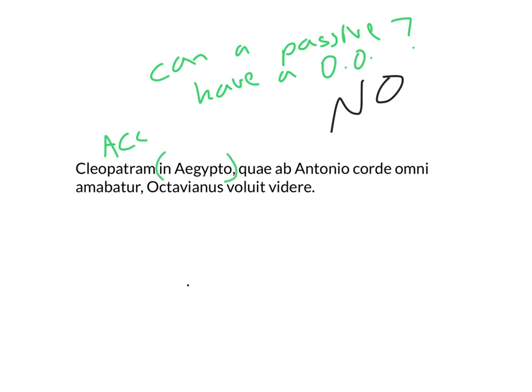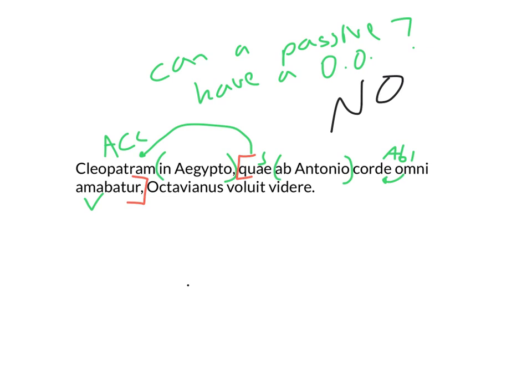In Aegypto is a nice little preposition. Quae starts a clause. Let's use red for that clause. Quae is also nominative, and it's probably going with Cleopatra as an antecedent because she's feminine. Egypt is not. And quae is the nominative singular feminine, so we know that she's just the subject there. Ob is a preposition going with Antonio. Corde omni is another ablative chunk. Interesting, one is an ob, one is not in a preposition, so we have to analyze that. And then amabatur is an imperfect subjunctive there. It's our verb, so we'll end our clause.